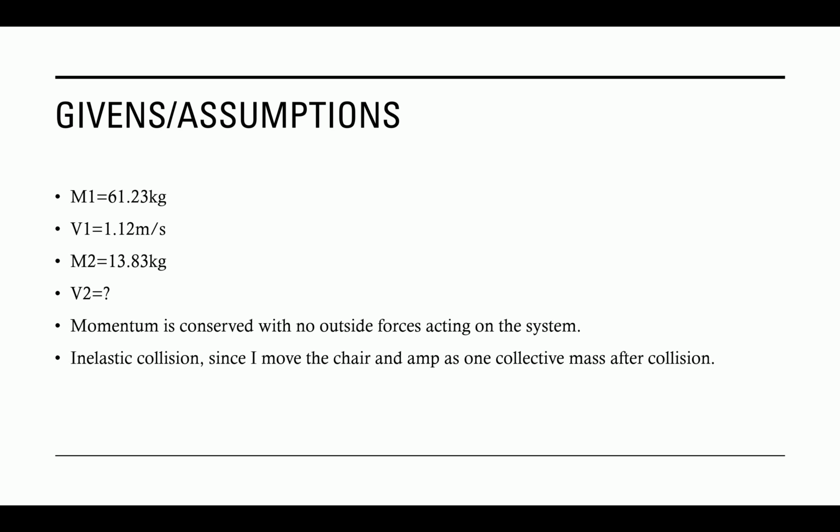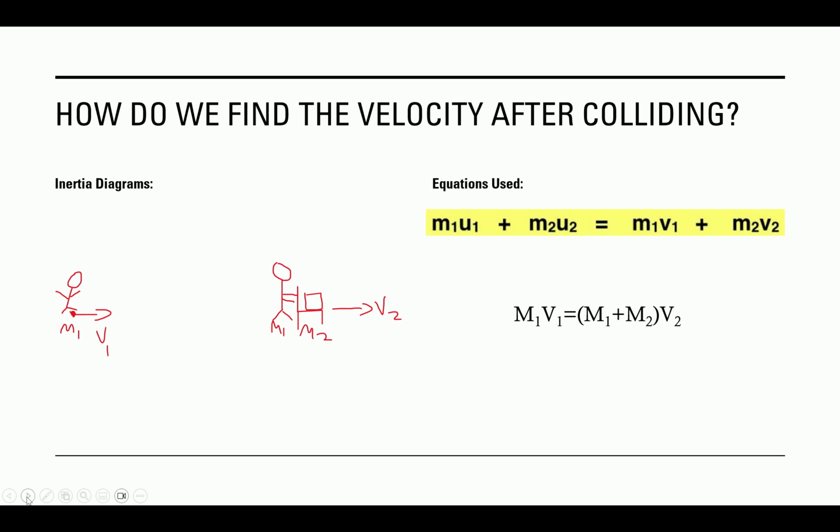Also, we can assume that momentum is conserved since there are no outside forces acting on the system, and that this is an inelastic collision, since I moved the chair and the amp together as one collective mass after colliding. So how do we find the velocity after colliding?